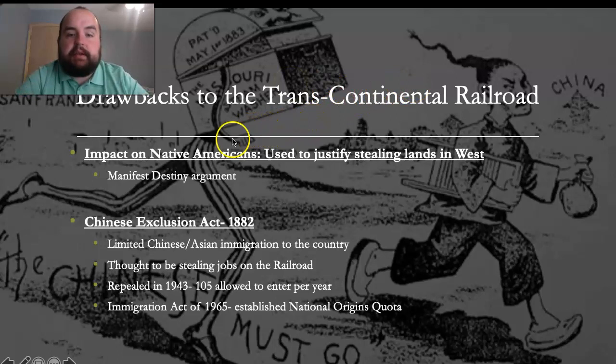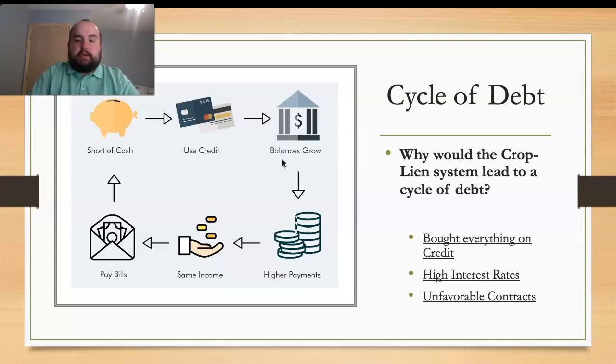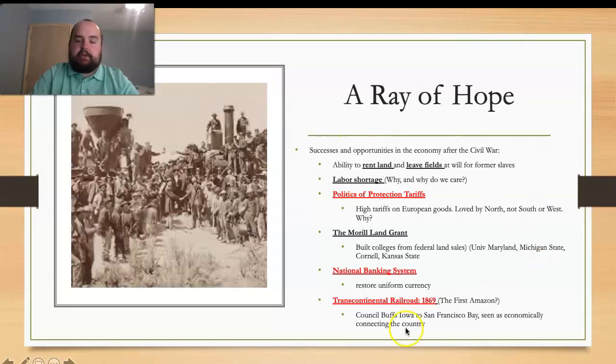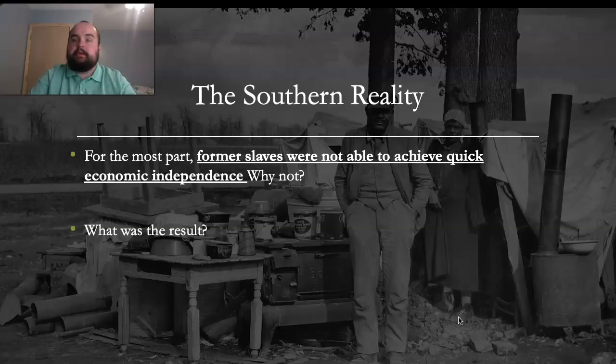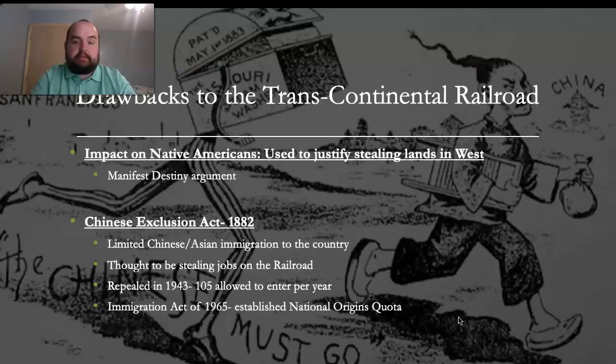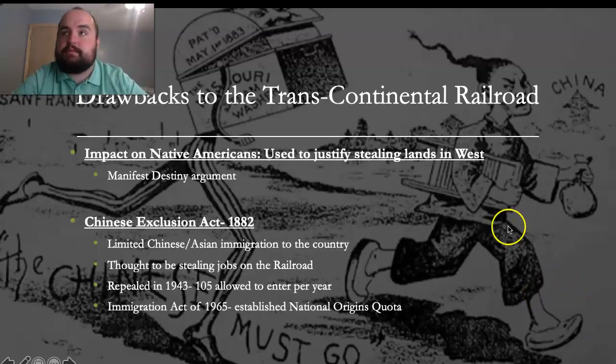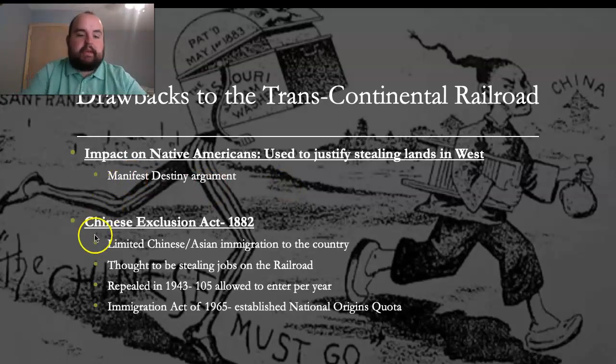For example, Native Americans in particular were impacted by this railroad, as we'll talk even more about next week, because it justified stealing lands in the West. Since you have this railroad that now crosses all the way from Iowa to San Francisco, stretching basically from the Atlantic Ocean to the Pacific Ocean, people were very tempted to try to go in and take Native American lands because it was much easier to get there now. This helped justify the Manifest Destiny argument, which we'll talk more about next week.